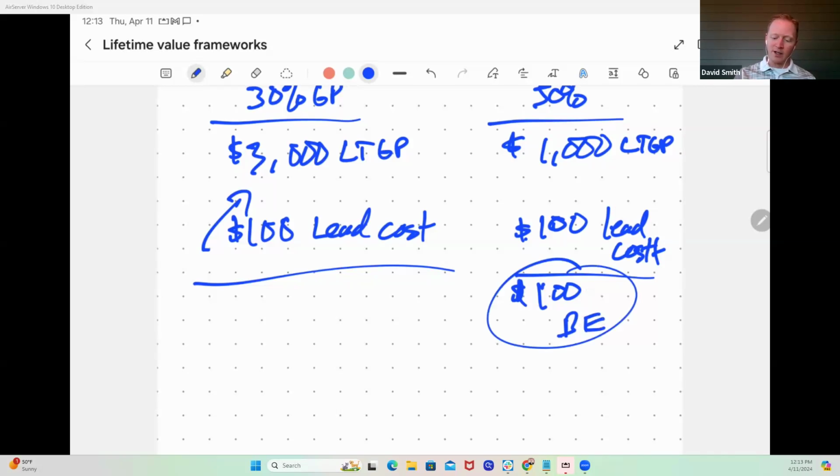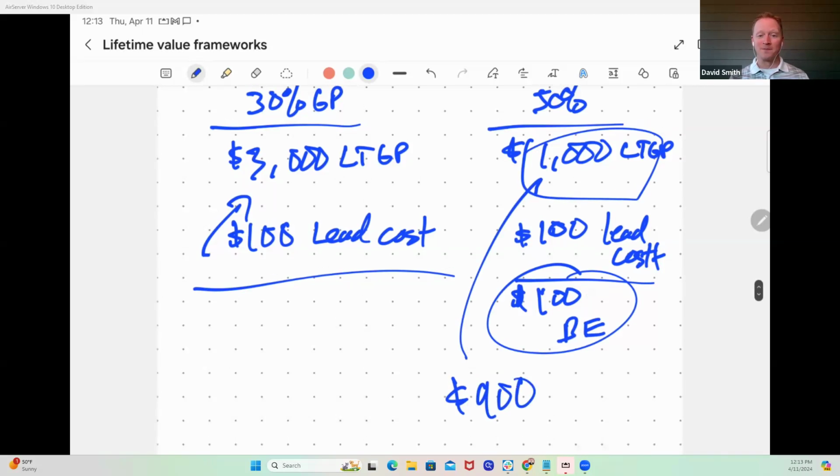you're still going to come out $900 ahead lifetime. So ideally, we want to get to the point where our lead cost, we're break even on just acquiring leads in the first place. Once we've done that, because we know we tend to make more money down the line or over the lifetime of working with that customer, we're okay.